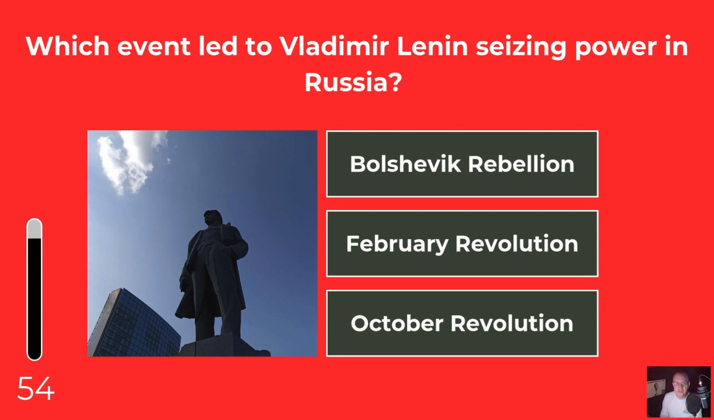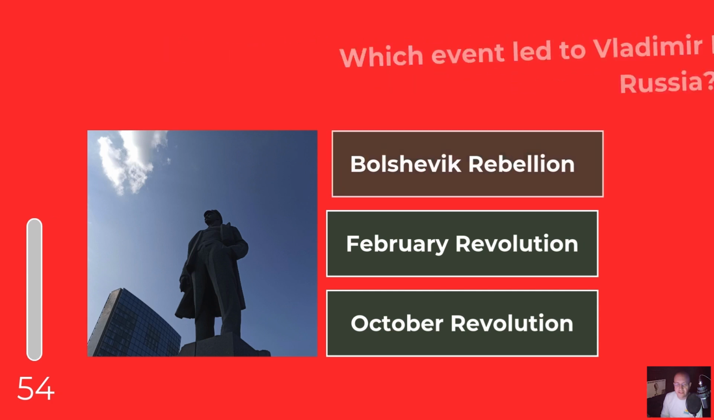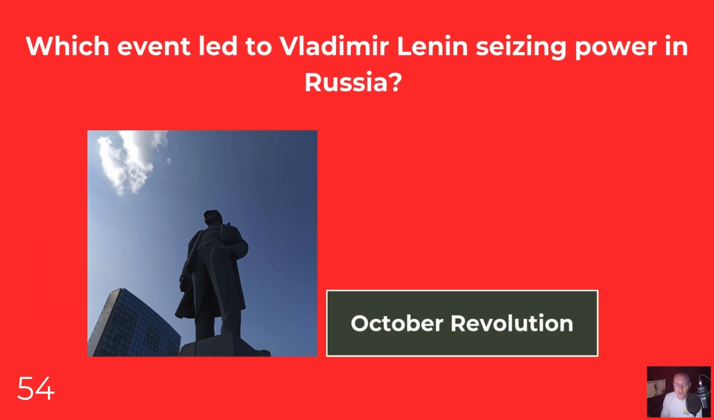Which event led to Vladimir Lenin seizing power in Russia? Was it the Bolshevik Rebellion, the February Revolution, or the October Revolution? Lenin seized power during the October Revolution.